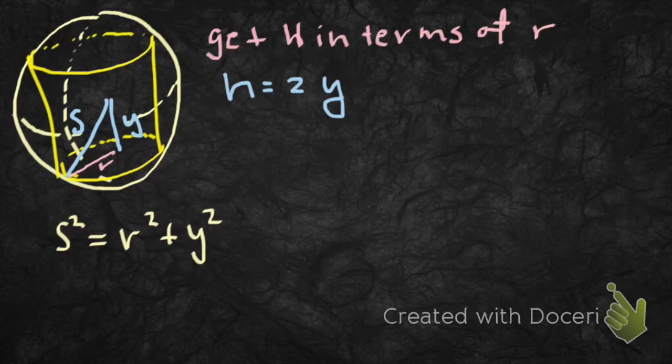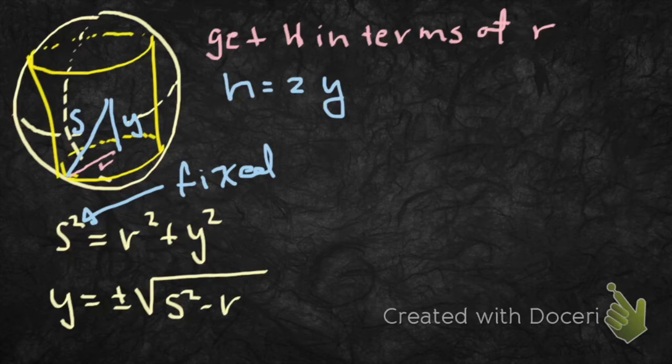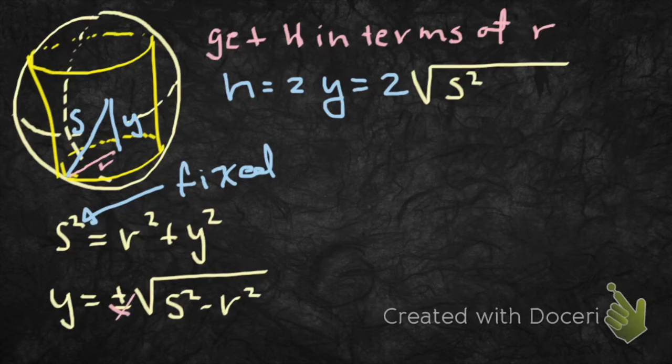So use the old Pythagorean theorem. I need to note that s squared is fixed. It's not a variable, so just leave it as s. It's abstract. And we solve, and we get y is plus or minus the square root of s squared minus r squared. But we only want one of those possibilities. Here we go. So y is, or h is, 2 times the square root of s squared minus r squared. Fabulous. So we have h in terms of r.